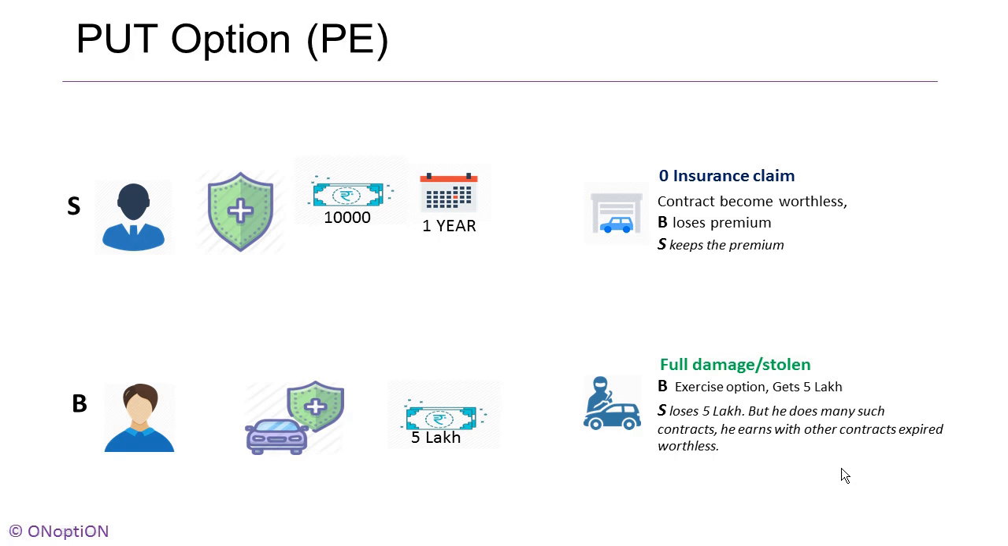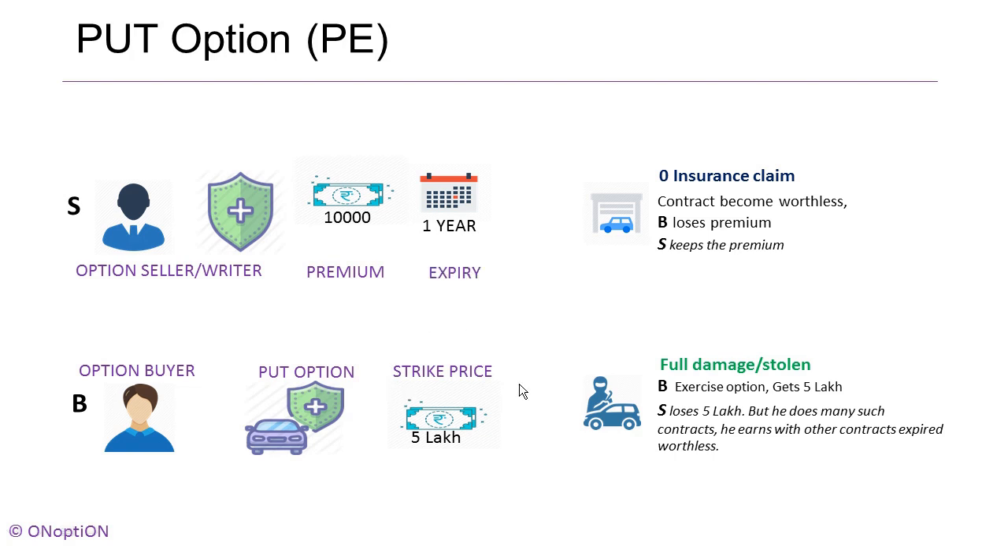This can be easily related to put option trading. In this case, the insurance company is an option seller or a writer, and the car owner is an option buyer, and insurance is nothing but a put option contract. The money he paid for the 1-year insurance premium is the option premium, the insured value can be directly related to the strike price, and the validity of the insurance can be related to the expiry of the option contract.